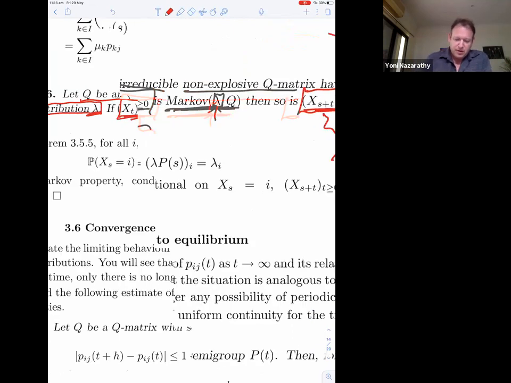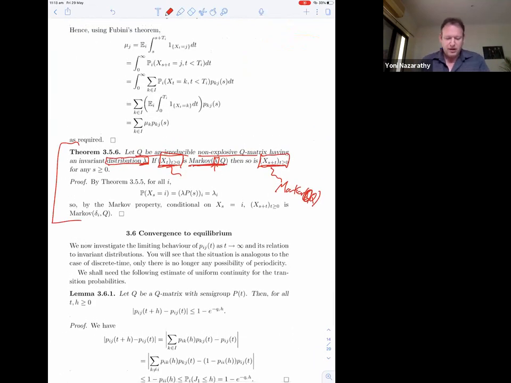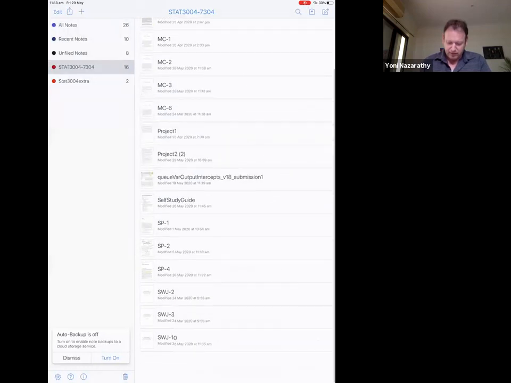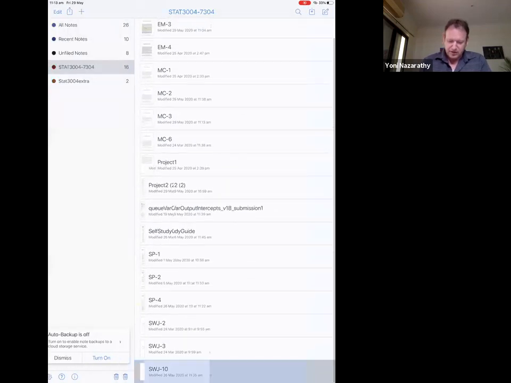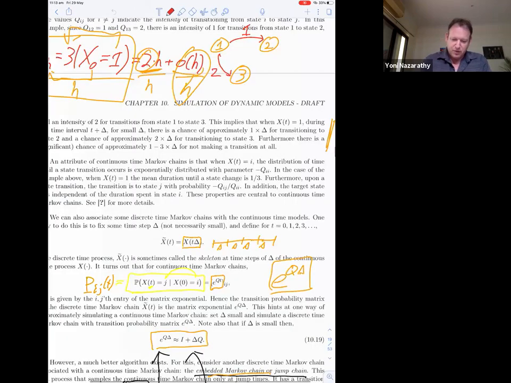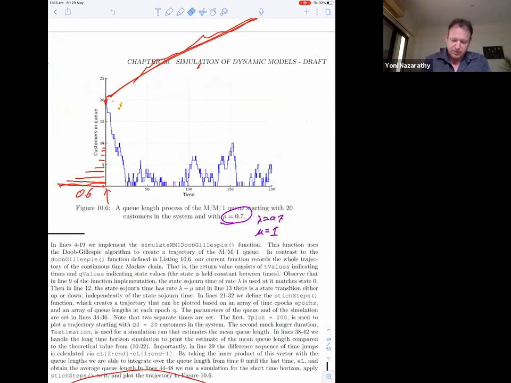Let me convert this into something much more applied, just so you get a feel for why these things might be important. Say that you take this M/M/1 queue, which is just a neat, simple example of a continuous time Markov chain. A birth-death process with constant lambda and constant mu.